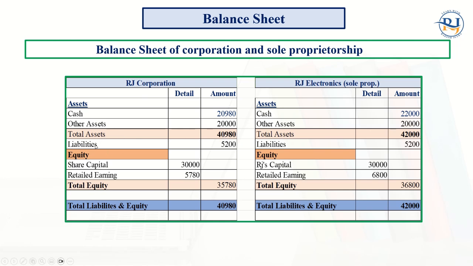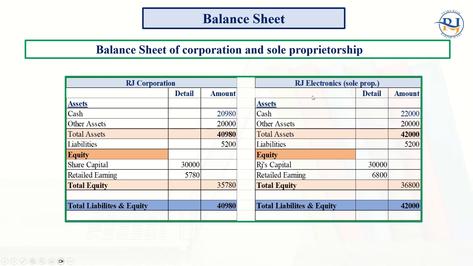Then we have some liabilities, and what are the liabilities we have? So 5200 liabilities, but in equity there is the share capital plus retained earnings, and the total is 35780, right? So this is the total equity. Now in this case, total liabilities plus equity will be 40980, which is equal to the total assets. So total assets is equal to total liabilities plus equity. And the same is the case here.